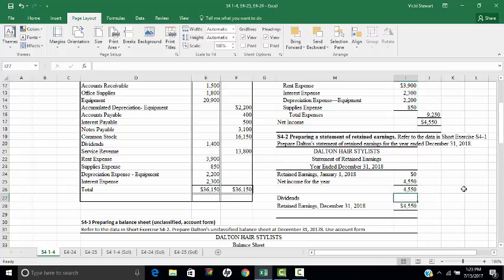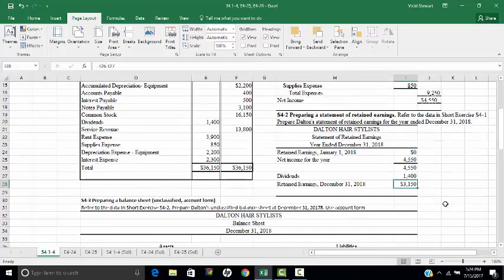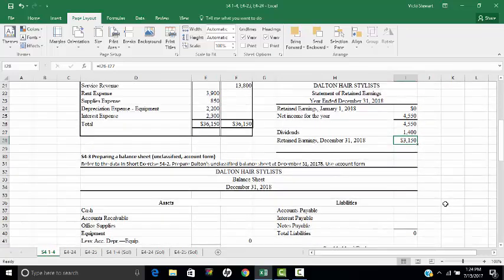Next, we're going to subtract any dividends that we have. If we look at the adjusted trial balance, we see we have $1,400 in dividends. So I'm going to list that next. Now I have the statement of retained earnings set up to calculate the retained earnings as of December 31st, 2018 by subtracting this amount. So you can tell that $1,400 from $4,550 is $3,150.